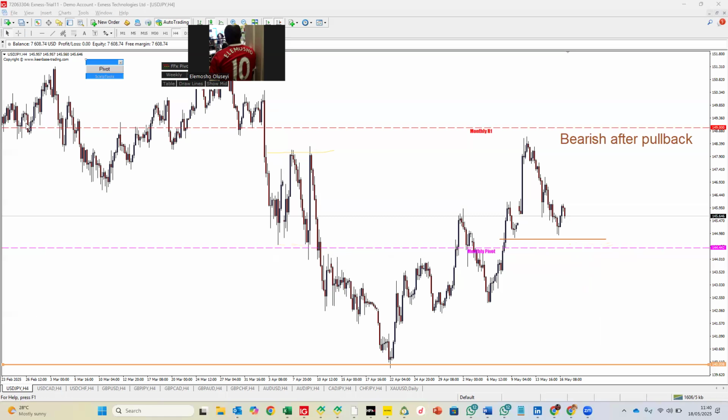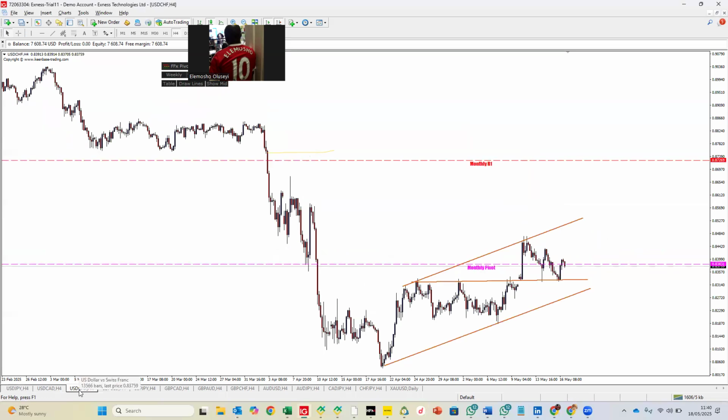And then last but not the least, there is US dollar Swiss. Almost the same structure as US dollar CAD, where price broke above a resistance and is testing it as support, and then may most likely start going up. So we're expecting that Swiss is going to be weak. And when Swiss becomes weak and USD becomes strong, then we're looking for that buy opportunity for that pair.